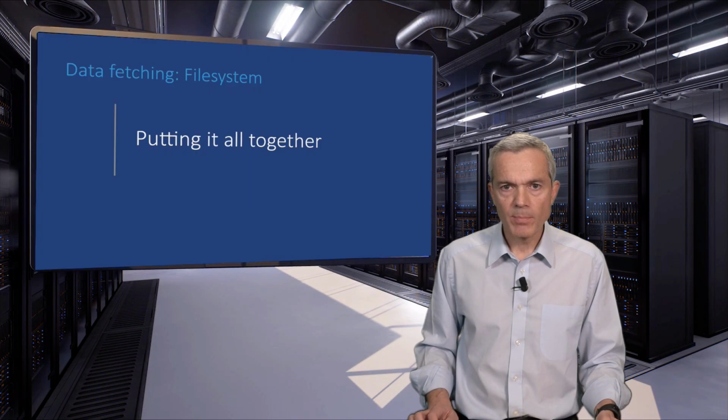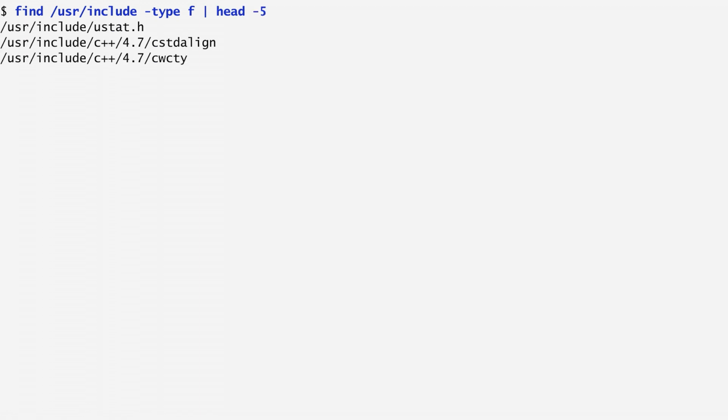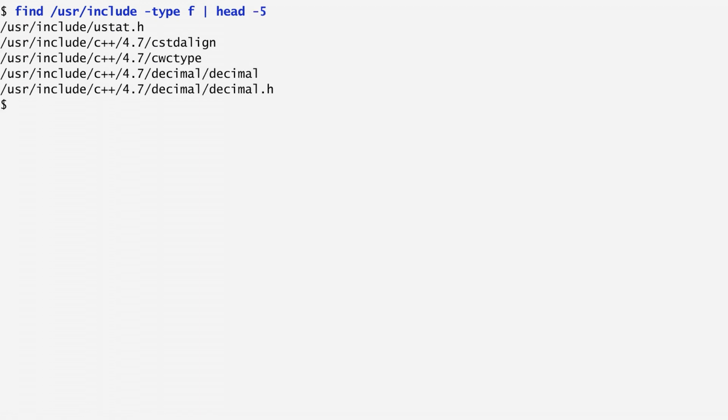Let's now see a more complete example where we will combine multiple options. Let's look at a more complex case. I want to find and list the C header files of the directory /usr/include. Running find on /usr/include and specifying to only look for files, we indeed get the C header files, for example stdint.h. But we also get the C++ header files, such as the C++ cstdalign header. These need to be filtered out because I'm only interested in the C header files.